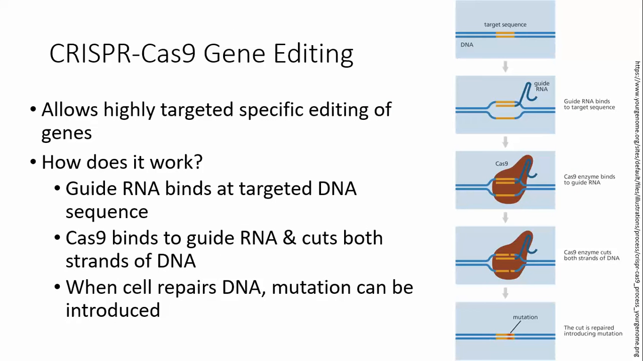A new kind of gene editing that has become really common in the past decade or so is CRISPR, which you may have heard of. It's technically CRISPR-Cas9 gene editing. CRISPR stands for, like, a description of the technique. Cas9 is an enzyme that's used to edit genes. So you're able to have some highly targeted, highly specific editing of genes.